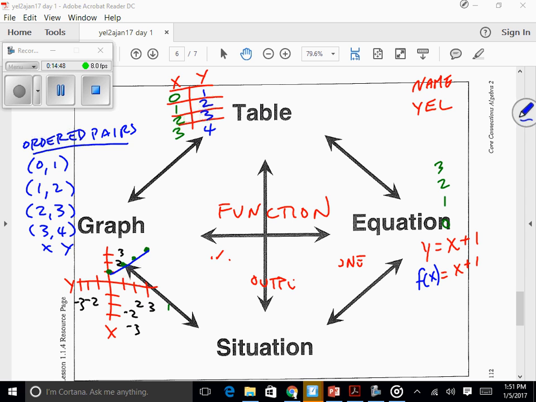Model growing a year older. This is how math talks. Model means write an equation. Model growing 1 year older each year.